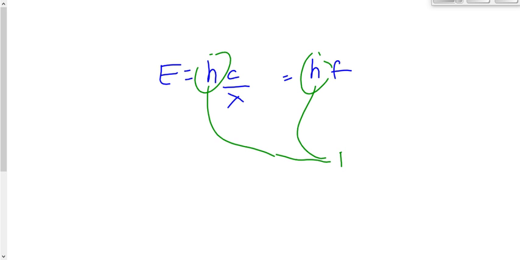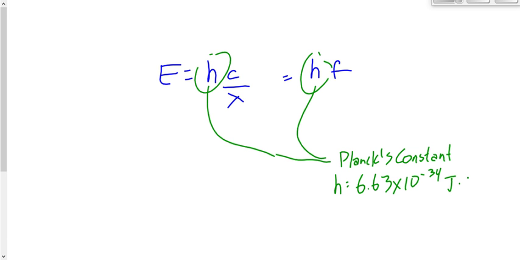H is a constant called Planck's constant. It's named after Max Planck, who was one of the originators of quantum theory, not of photon theory, but of quantum theory, from which photon theory developed. The value of Planck's constant, which is a little bit weird actually, is 6.63 times 10 to the minus 34 joule seconds. But it's also 4.14 times 10 to the negative 15 electron volt seconds. How can it be two different values if it's a constant?